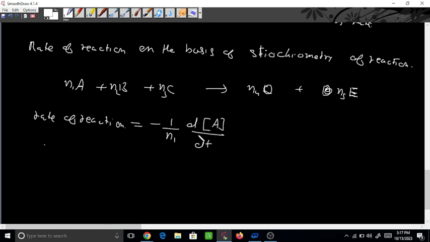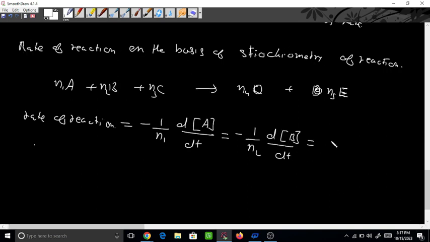So this will determine the rate, or we can determine it from here also. So this will be equal to minus 1 by the coefficient n2 into the change in concentration of B with respect to time. Got it? Or this will be equal to the rate of change of C also: minus 1 by n3 into the change of concentration of C with respect to time. Are you able to understand this or not? This is for the reactants. So all of this will give the rate of reaction.